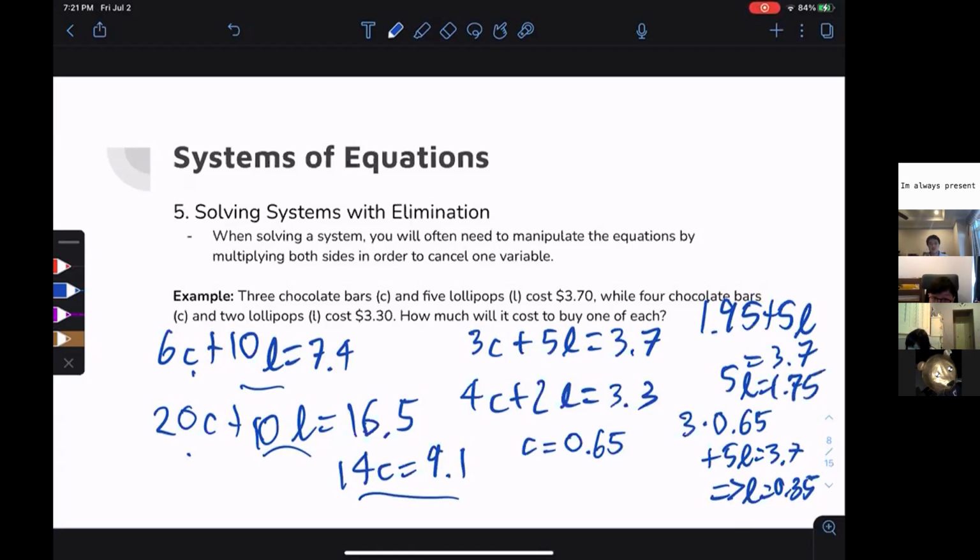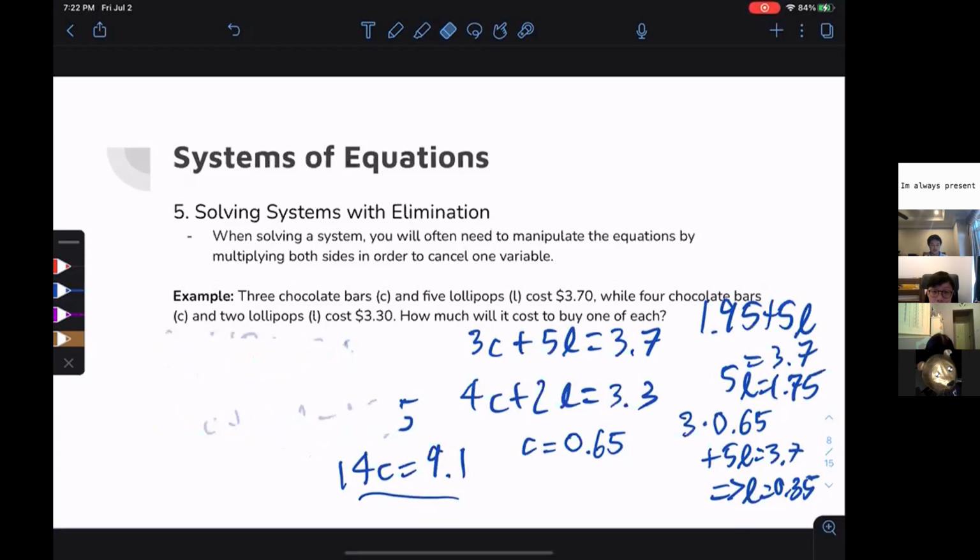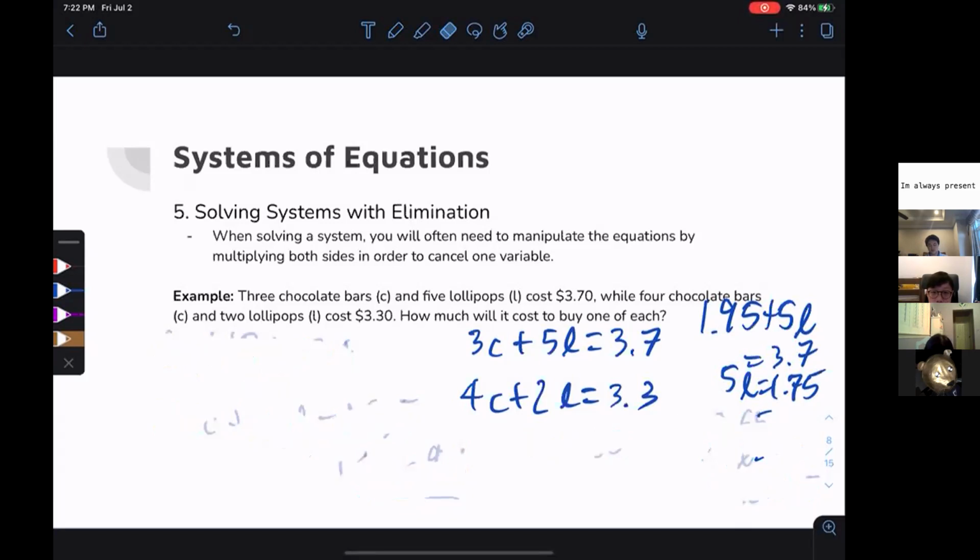And yeah, that's right. Someone also mentioned that you can subtract the equations to get C plus L first, and then use a substitution with that, and that would also work well. Although I still think this is the most straightforward way to go about it for this problem. And so yeah, the chocolate costs 65 cents, and the lollipops cost 35 cents.